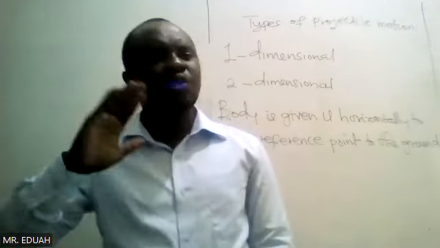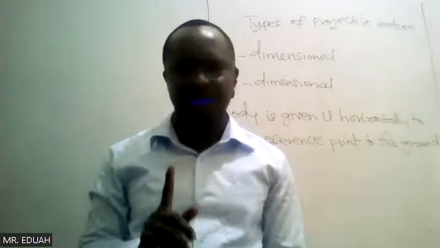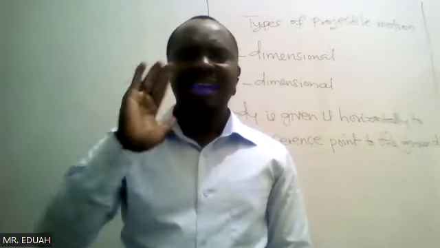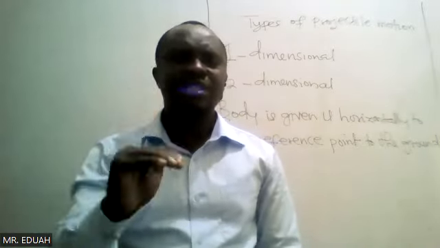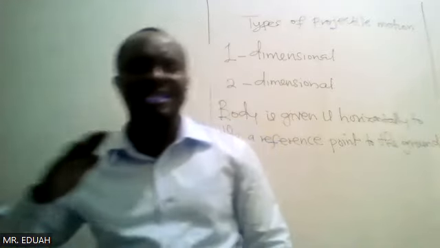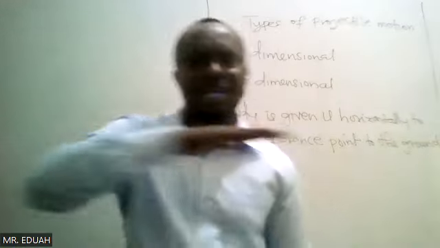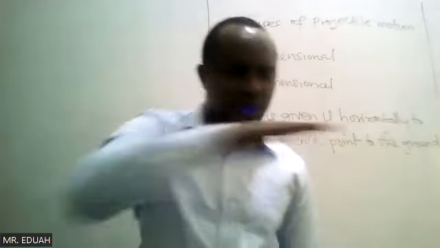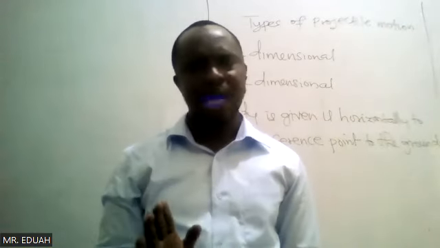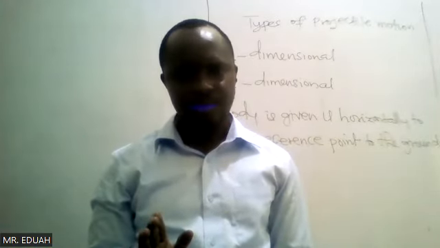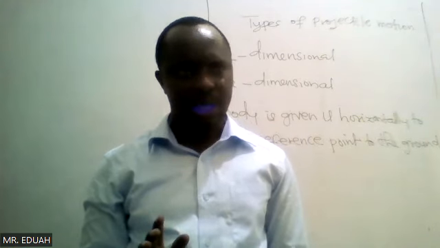So in one-dimensional projectile motion, the velocity given to the object is horizontal to the ground. Is horizontal to the ground. Please, are we okay?